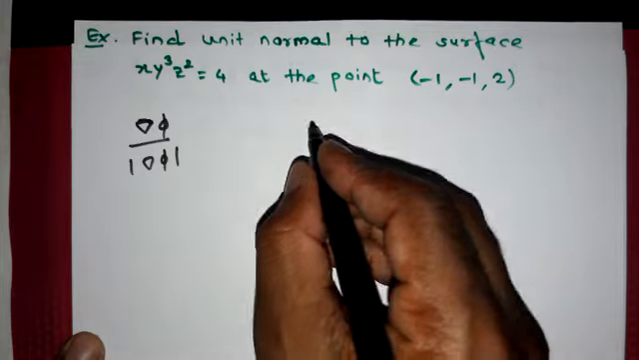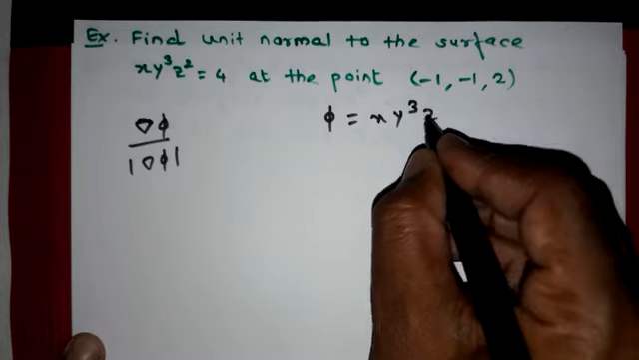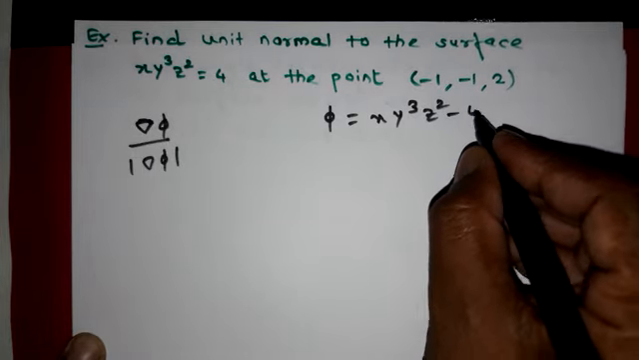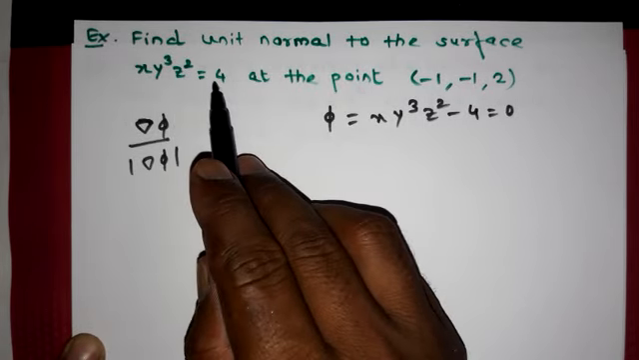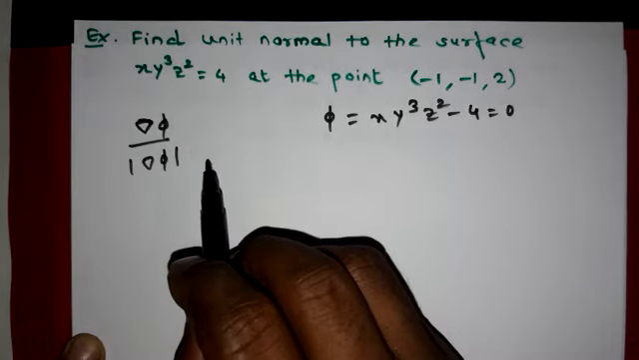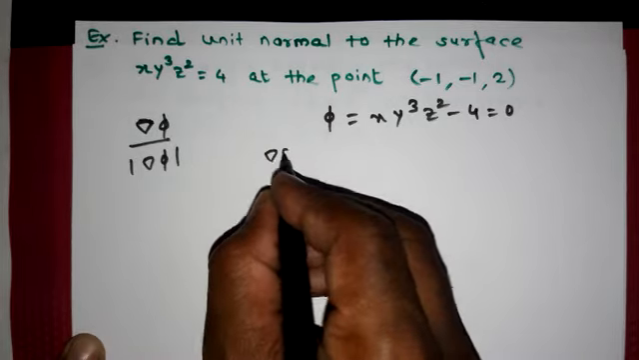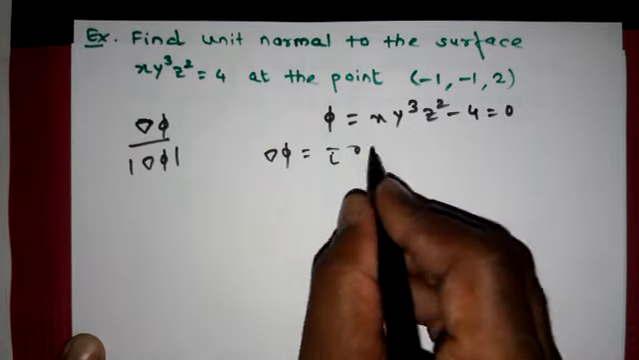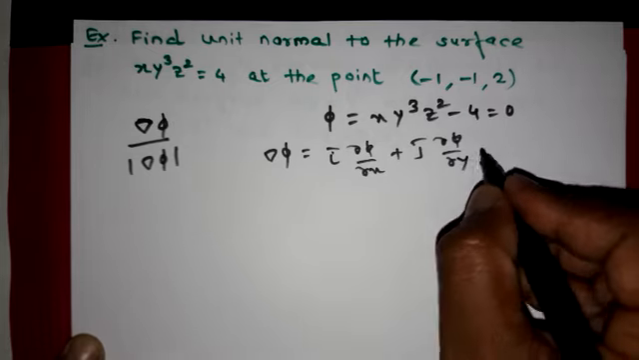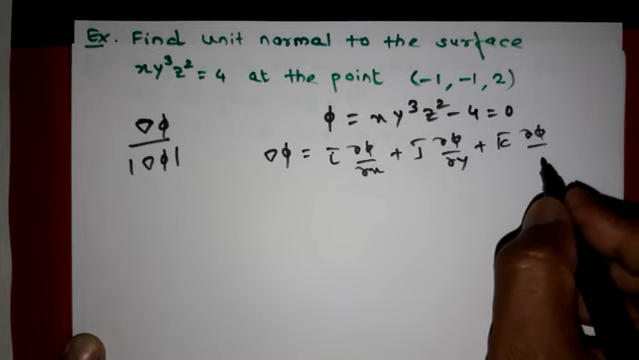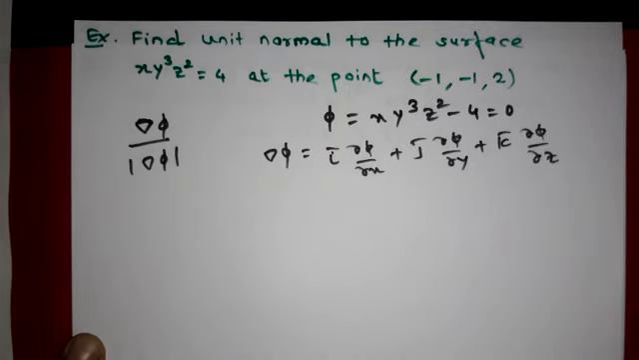So first we find del phi. For that I require phi. Phi is equal to x y cube z square minus 4 is equal to 0. So always write all the terms on one side and equal to 0 form, f of x equal to 0, like that. So here I get the phi function. Now del phi, we know the formula, del phi is equal to i bar dou phi by dou x plus j bar dou phi by dou y plus k bar dou phi by dou z. Means I have to find 3 derivatives. I can substitute those 3 derivatives here and I get the answer.